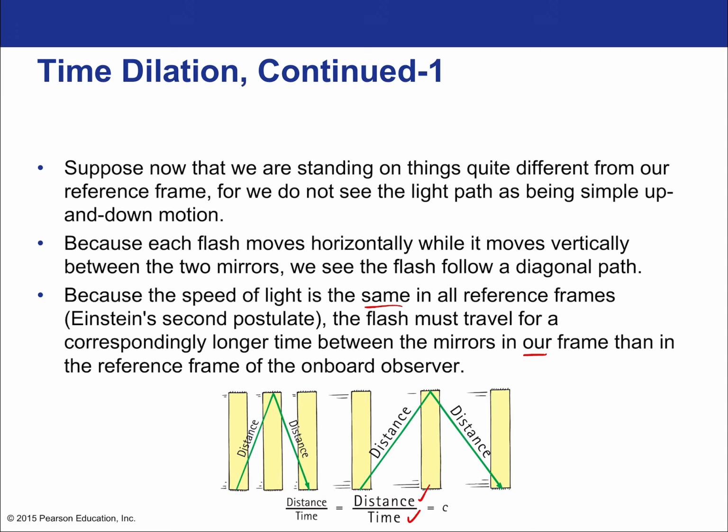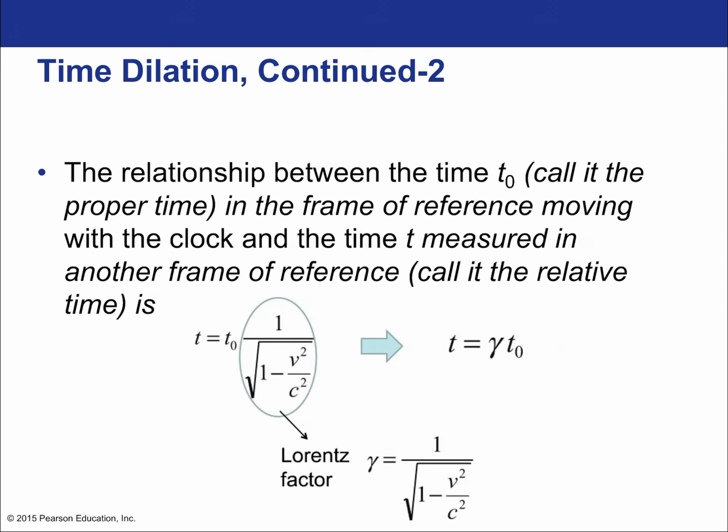The time stretched out. The relationship between the time, this t0, is called the proper time, in the frame of reference moving with the clock, and the time t measured in any other reference frame, in this case, a reference frame of someone standing on the ground, moving much slower than the ship, which is called the relative time. The relationship between the two is represented by the following formula. And this is a formula you're going to be responsible for. Now, the derivation, the postulate is all earth-shattering, amazing, high-level physics. But we can see the equation is actually quite manageable.